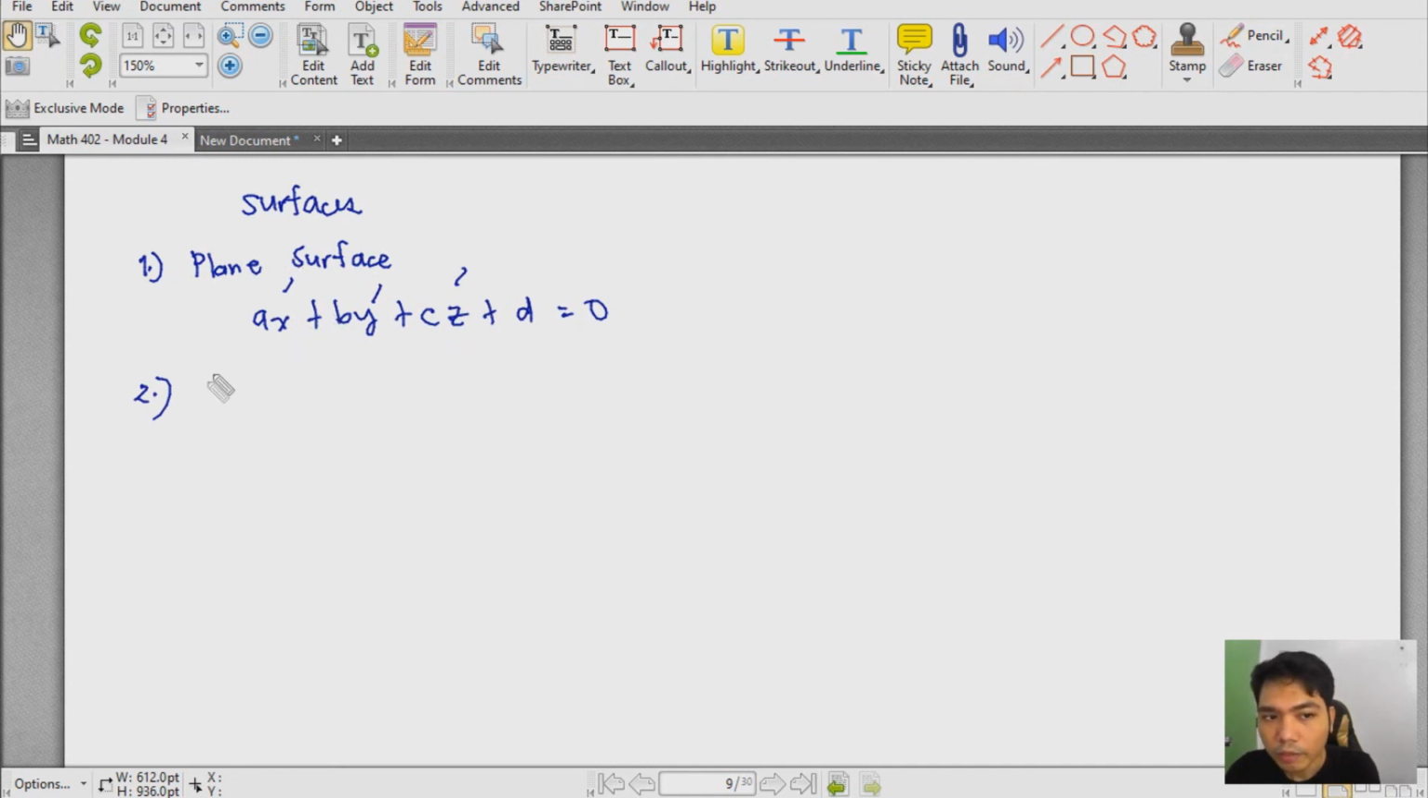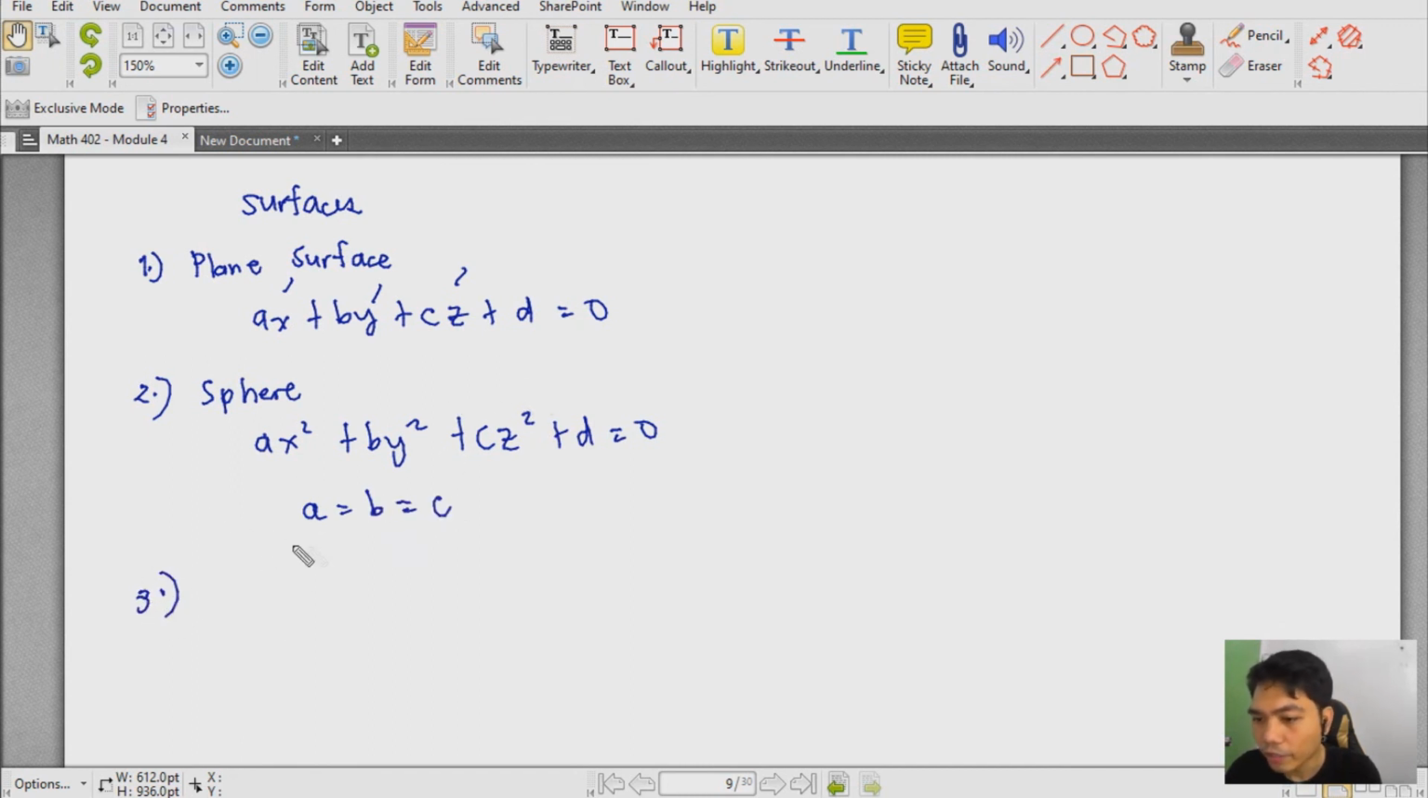So, yung second one naman natin is sphere. So, pag sinabi natin na sphere, meron tayong ax squared plus by squared plus cz squared plus d is equal to 0. Pero in this case, a is equal to b is equal to c. So, this is your sphere. And then, for number 3, we have a cylinder or something like cylindrical sheet.